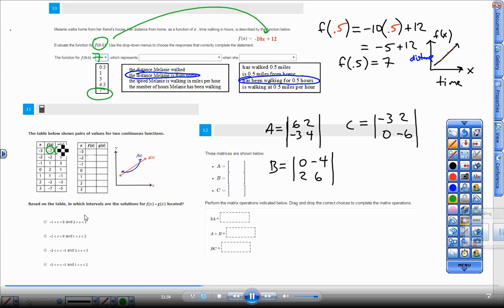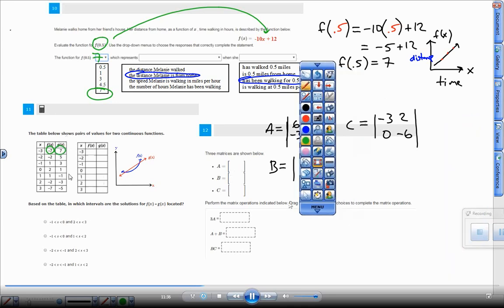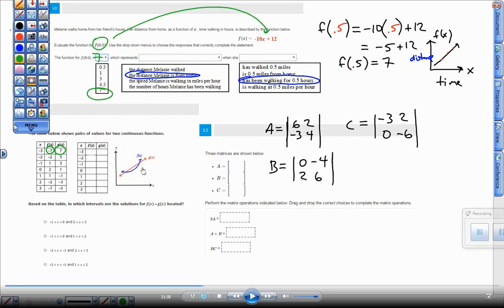All right, this problem right here, remember it's weird for this. I'm pretty sure they're talking about this situation where you have two places where these functions intersect.